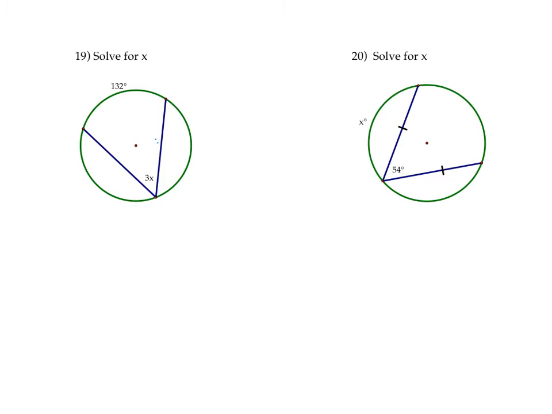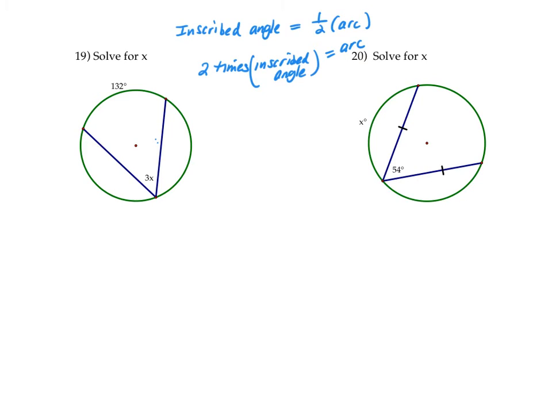Okay, in 19 and 20, we're working with inscribed angles. And just a little reminder, the measure of an inscribed angle equals 1/2 of its intercepted arc. And that means that you can also work the other way and say 2 times the inscribed angle. So 2 times your inscribed angle is equal to the arc. All right, so 2 different ways of looking at it.